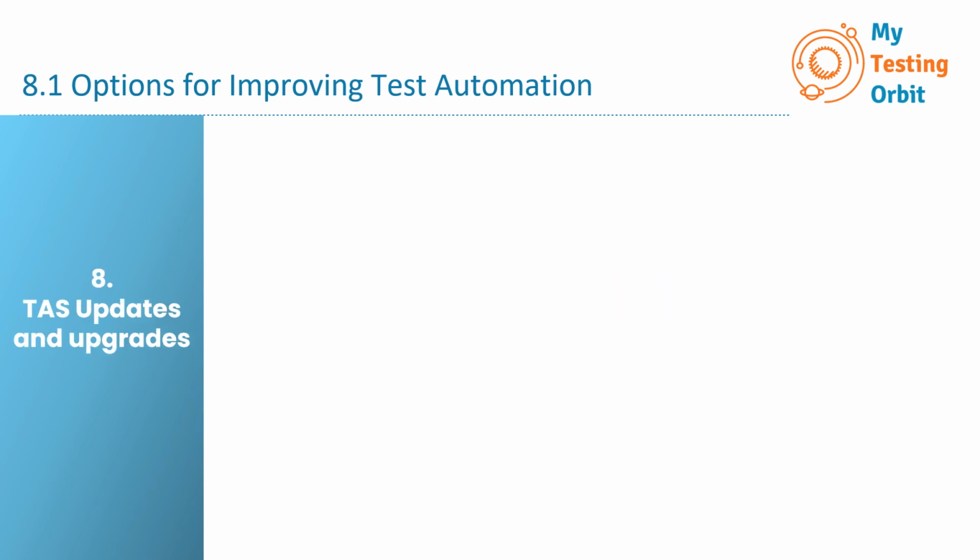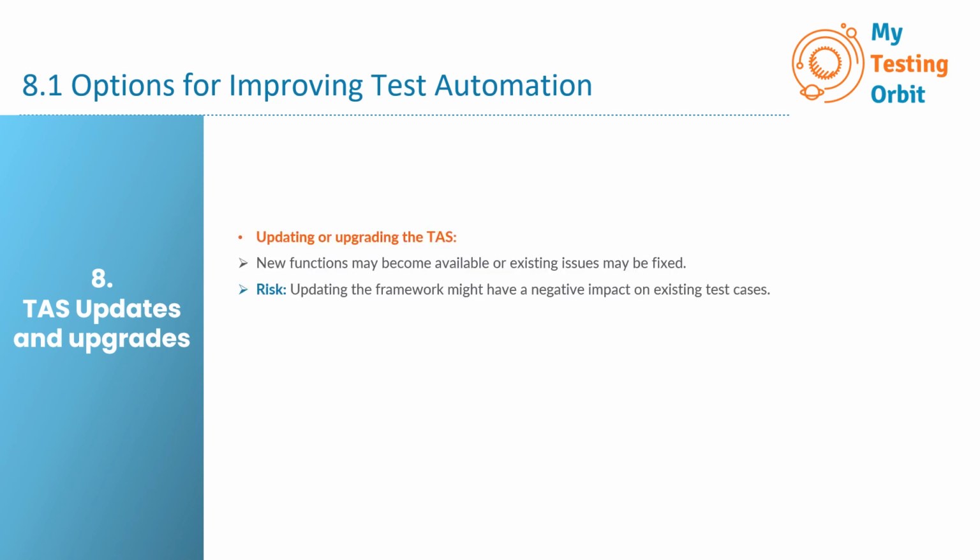Okay, and the last one is number 8, TAS updates and upgrades. Let's take an example of your TAS which you are using to test a website. You have been using it for a while, but there is a new version available with some really exciting new features. For example, the new version might offer better support for testing mobile apps, which is something you have been wanting for a while. So you decide to update your TAS to take advantage of this new feature.